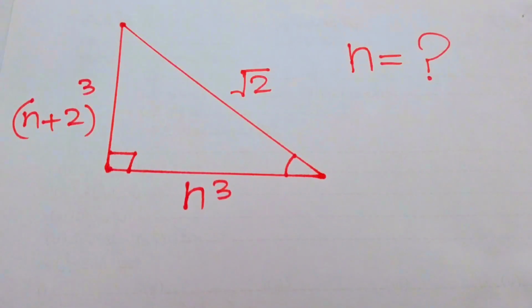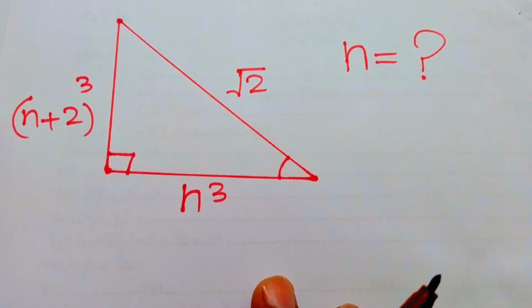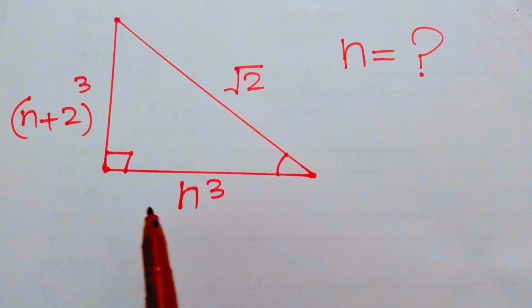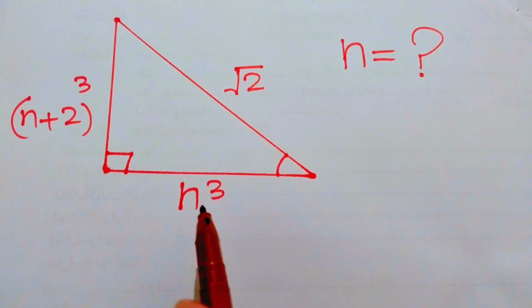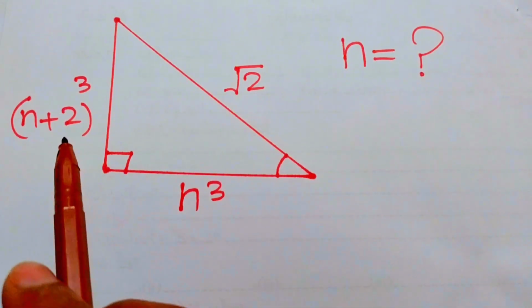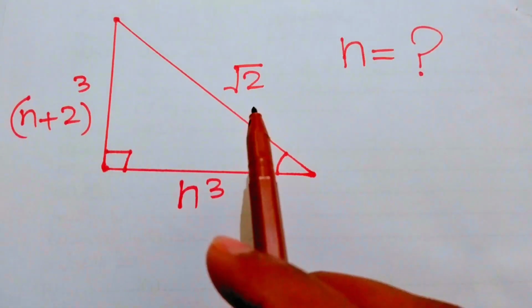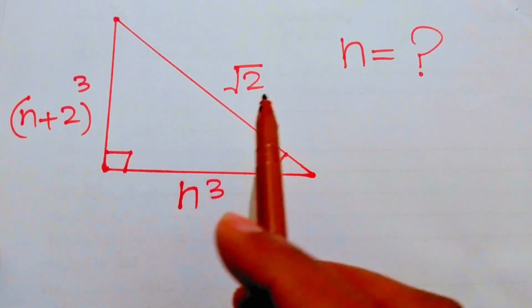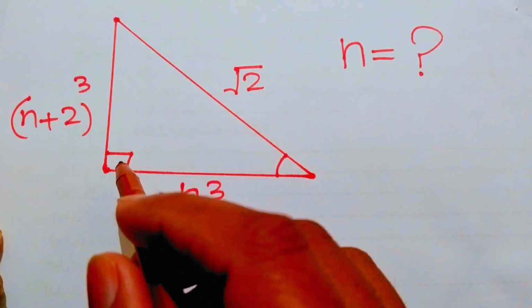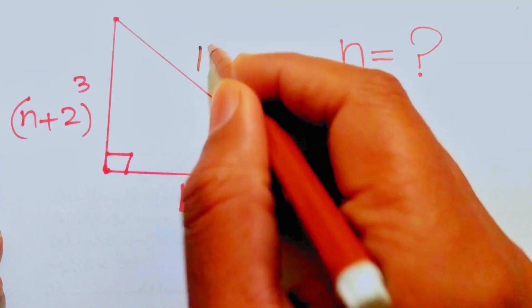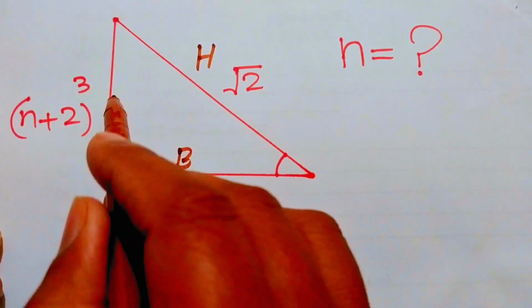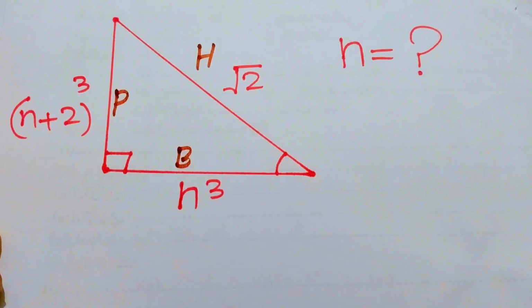In this video we are going to solve this nice math geometry problem, and here we have a right triangle in which the length of one side is n cubed, the length of this side is n plus 2 whole cubed, and the length of this side is denoted by square root of 2. You know that the side opposite to the right angle is known as the hypotenuse, and this side is called the base, and this side is called the perpendicular of this right triangle.